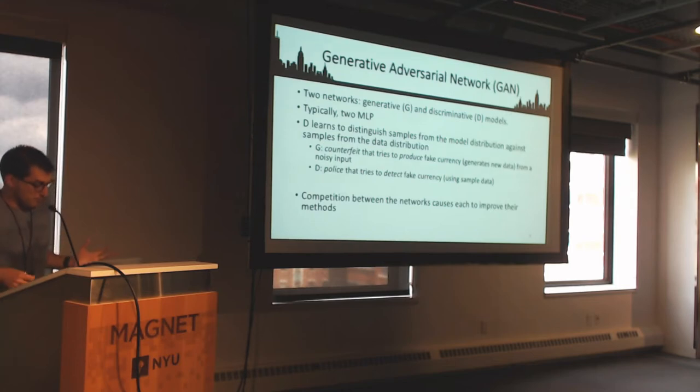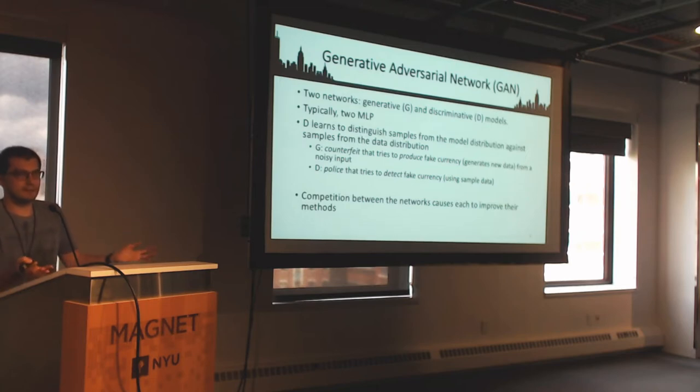In case you have or haven't seen what a generative adversarial network, or GAN, is, this is the base of the methodology here. It's a composition of two different neural networks. One of them is the generative one, the other one is the discriminative, the G and the D. Basically there are two networks working against each other. Typically they are two multilayer perceptrons, and D, the discriminator, tries to distinguish samples from the model distribution, while the generator tries to create samples that seem to belong to this distribution. It's like the typical counterfeiter against police model.